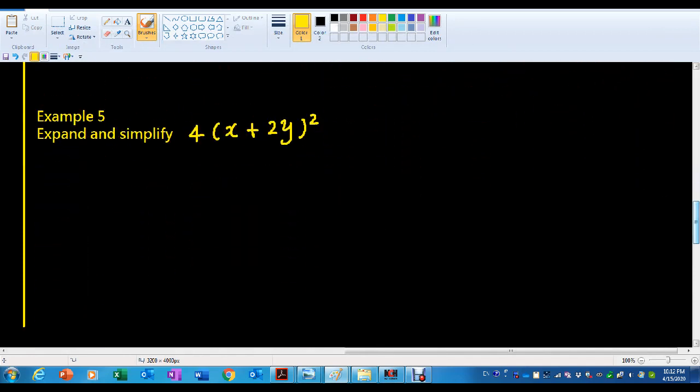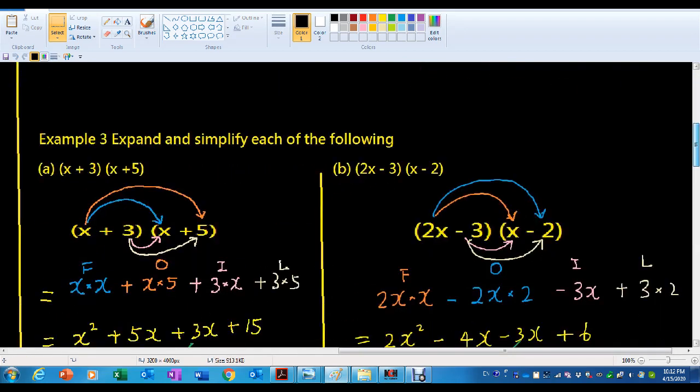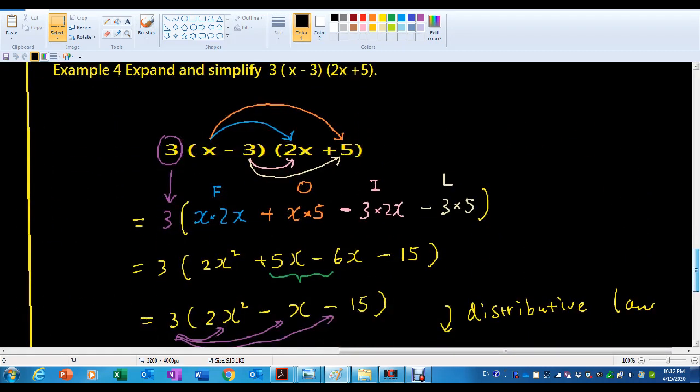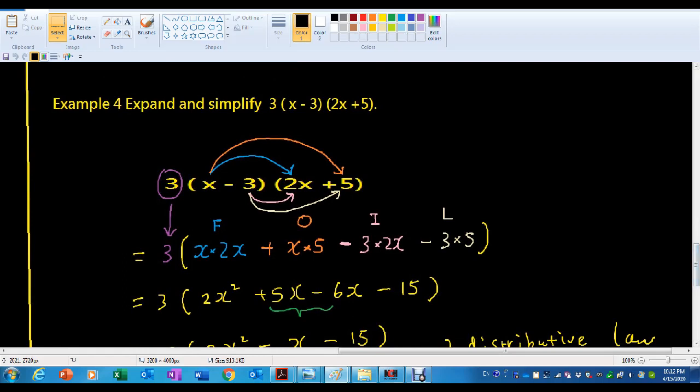And we got another example which is more complicated. This is about when you have a constant outside the bracket. Apart from the square of a binomial, we have one constant to multiply outside the bracket. If you still remember, we had a similar question in our last video. We did one question like this: 3 times bracket x minus 3, bracket 2x plus 5.